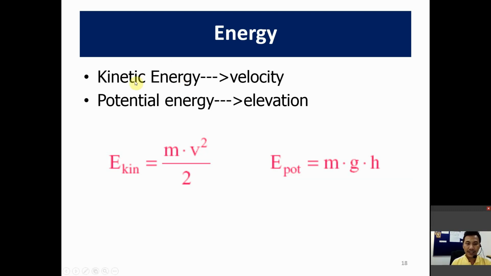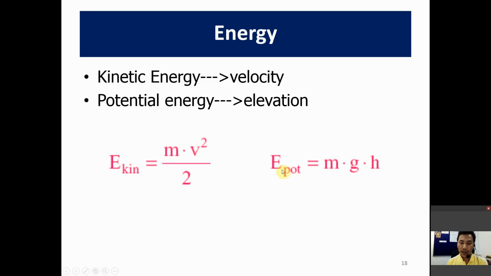The first one is the kinetic energy, based on velocity. Based on this equation, kinetic energy equals m times v squared divided by 2. That means if you have a very fast velocity, you tend to have much more kinetic energy.